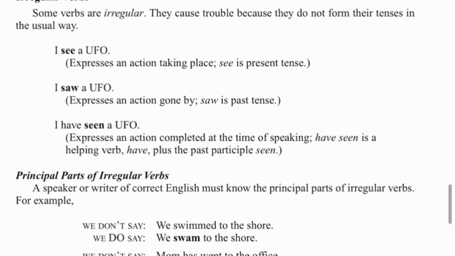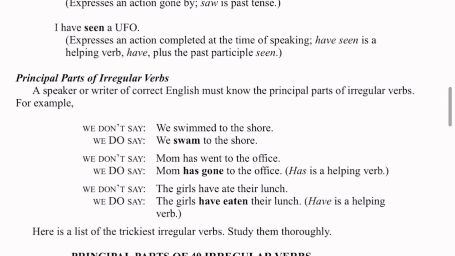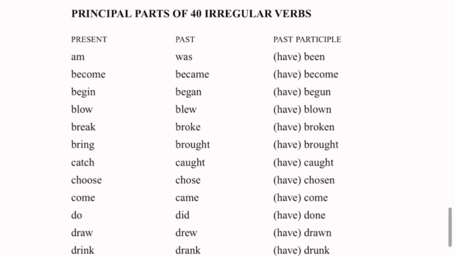You don't say we swimmed to the shore. We say we swam to the shore. We do not say mom has went to the office. We say mom has gone. Remember when we did helping verbs? If you go and check the video on this YouTube channel, go and check the explanation of primary auxiliary verbs. I told you that when you use has, have, and had, it must be followed by what? Past participle. So we don't say the girls have ate their lunch. We say the girls have eaten their lunch. Do you understand that?